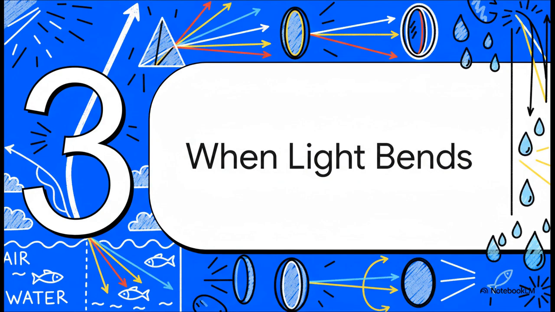All right, we have totally figured out reflection. But what happens when light doesn't bounce? What about when it goes from one material into another, say from air into water, and it bends? Well, this is called refraction. And you guessed it, Fermat's principle explains this too.